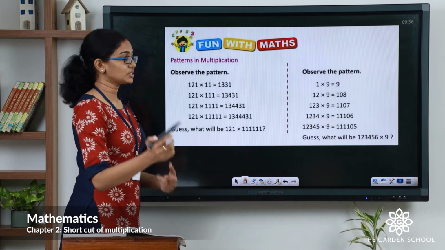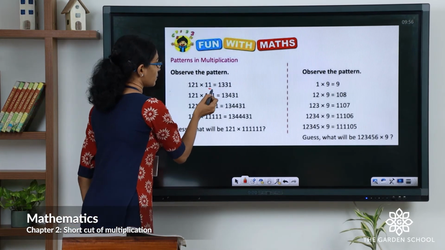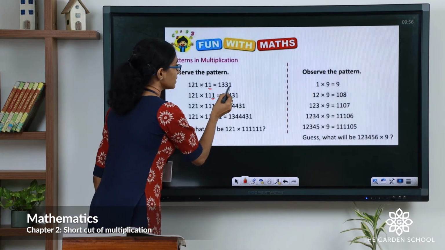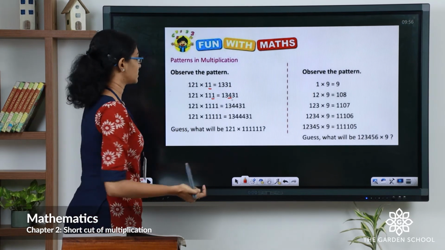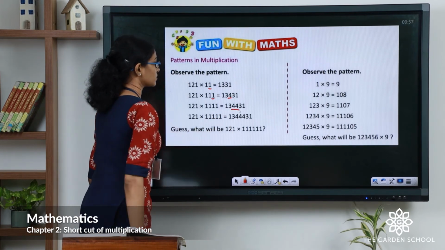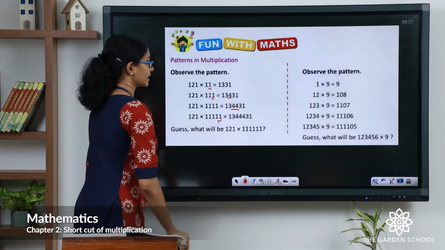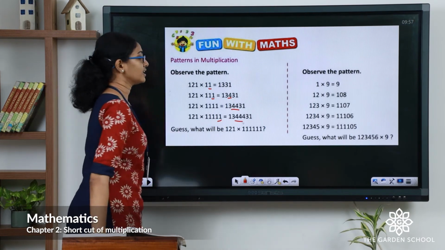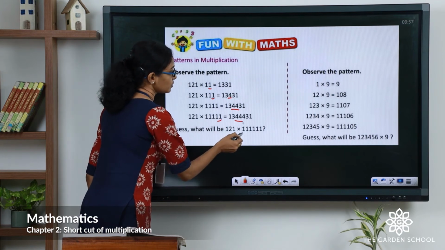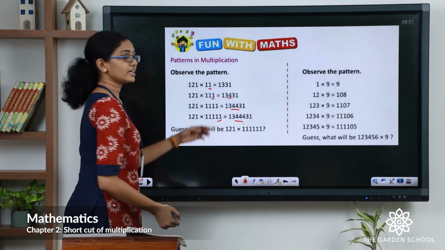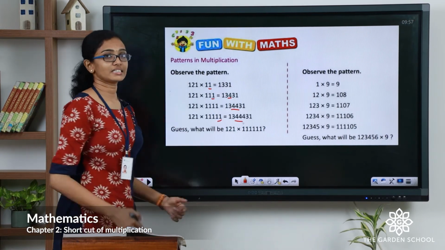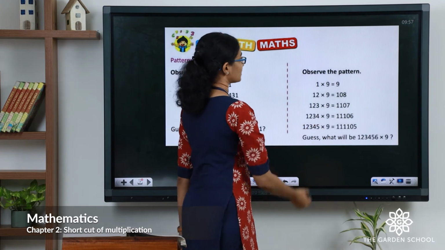Now 121 into 1,111 equal to 1,34,431 and so on. See, every time a 1 is added to the multiplier, a 4 comes in between these two 3's here. See, here there are 4 1's and here 2 4's are there. Here one more 1 is added. Then one more 4 is added here. Now, can you guess what will be 121 into this number? You can easily write down or find out the answer from the pattern given here. Isn't that fun?